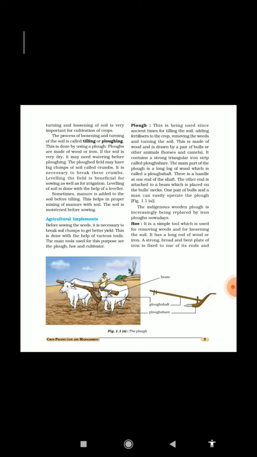Sometimes manure is added to the soil before tilling. This helps in proper mixing of manure with soil. The soil is moistened before sowing.